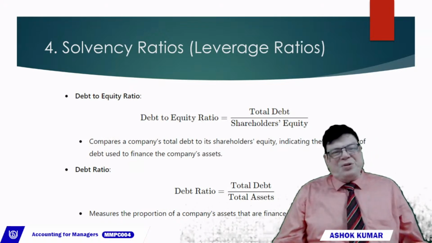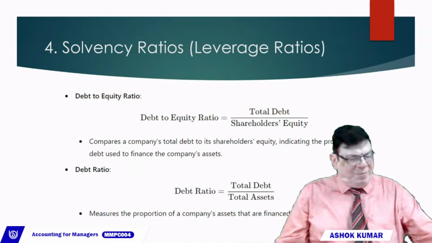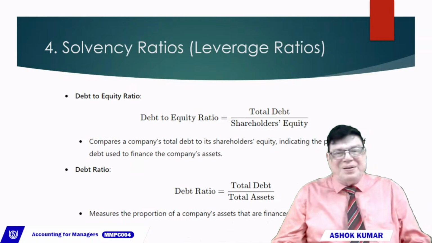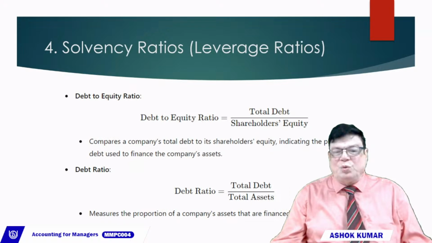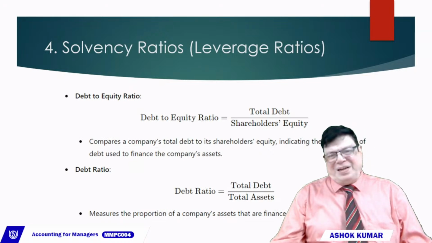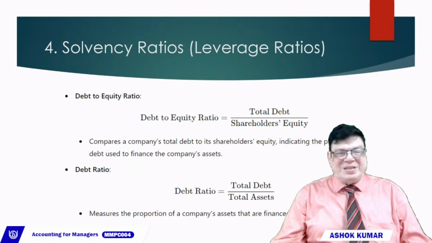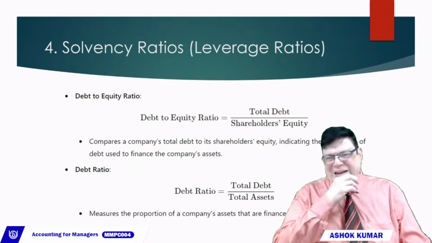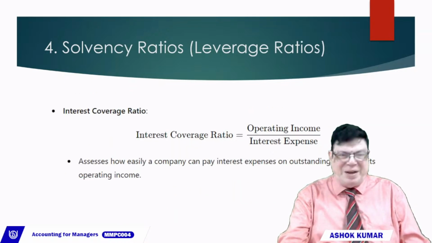Now, the debt equity ratio compares a company's total debt to its shareholders' equity, indicating the proportion of debt used to finance the company's assets. Debt ratio is total debt divided by total assets. It measures the proportion of a company's assets that are financed by debt.